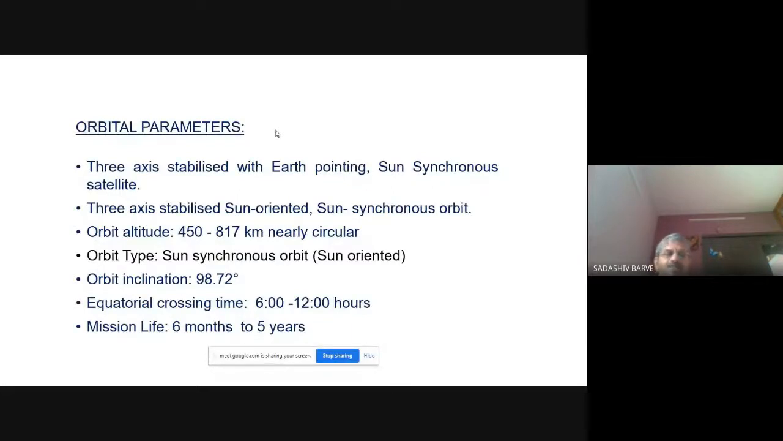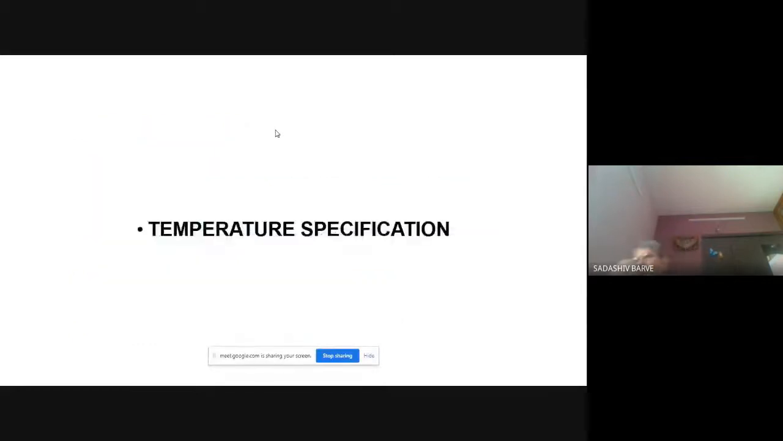Or 6 p.m. The mission life of the satellite is decided depending on its design, anywhere between 6 months to 5 years. This is a typical number for the low Earth orbit satellite only. Now, one more parameter we come across is the temperature specification. Why is temperature specification important?